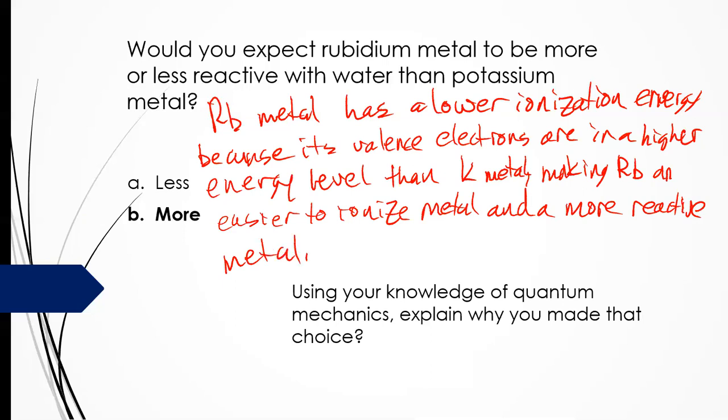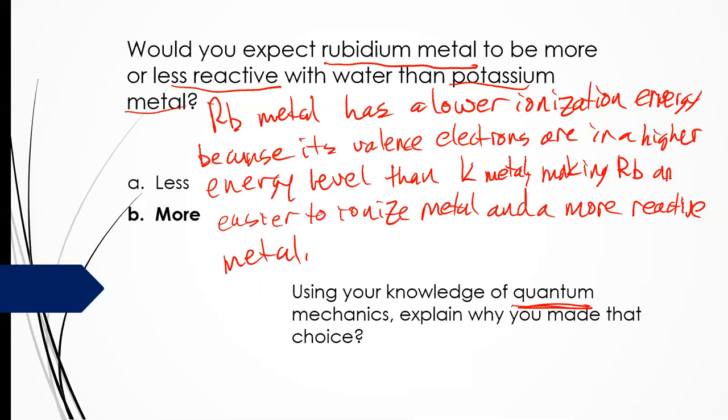So we explain what trend we're looking at, right? We're talking about ionization energy. We also explain why the ionization energy is true for that, right? We explained that rubidium metal, the valence electrons are in a higher energy level. And then we connect that back to the reactivity part. So we draw a line connecting rubidium to potassium to reactivity, and we're using quantum mechanics to do that. So we don't want to just say that because it's lower in the period. That just lets me know that you know what the trend is. It doesn't mean that you understand why it makes the trend.